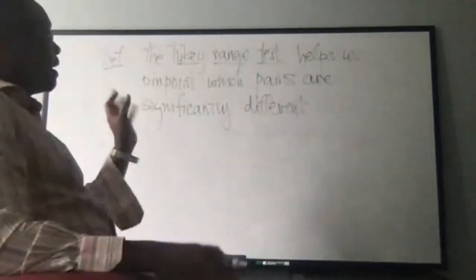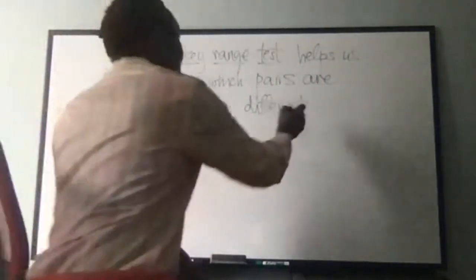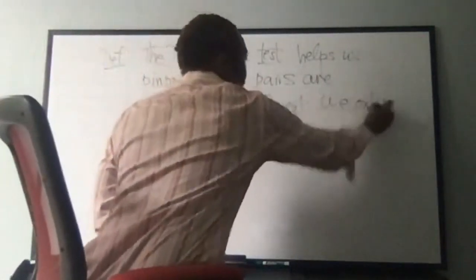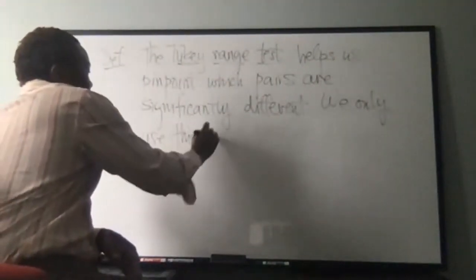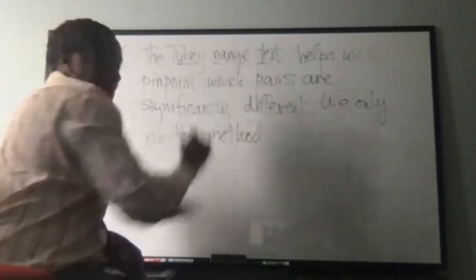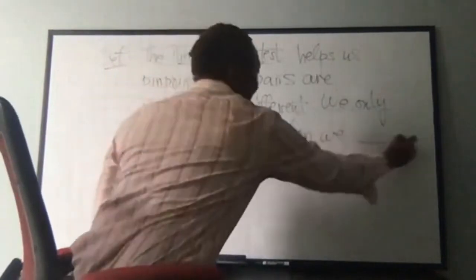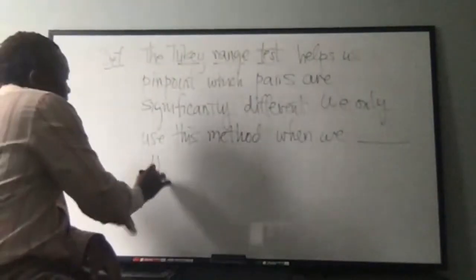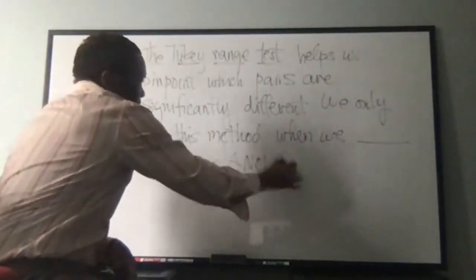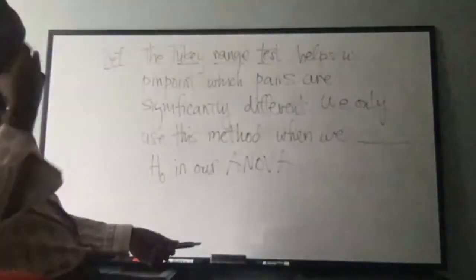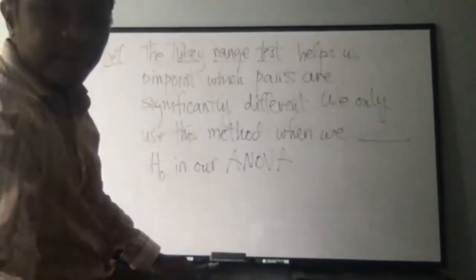Okay. Now, notice that, and I'm going to actually write this down. We only use this method when we blank H sub 0 in our ANOVA. Think about what we just said. I wonder if anybody can figure out what that word is that goes inside of there.